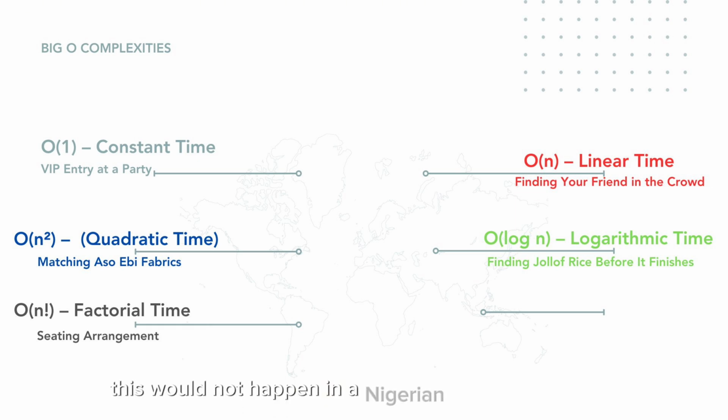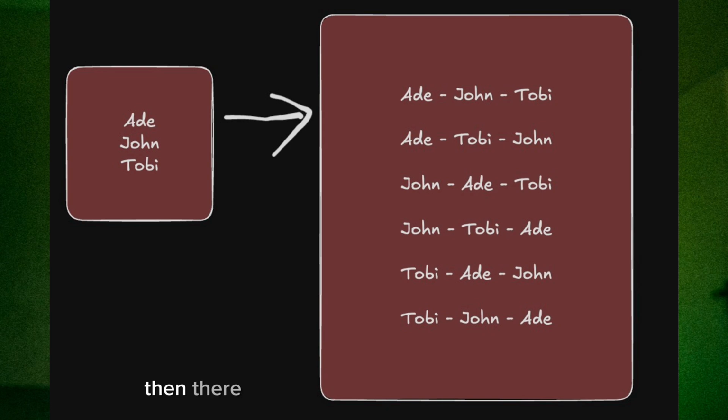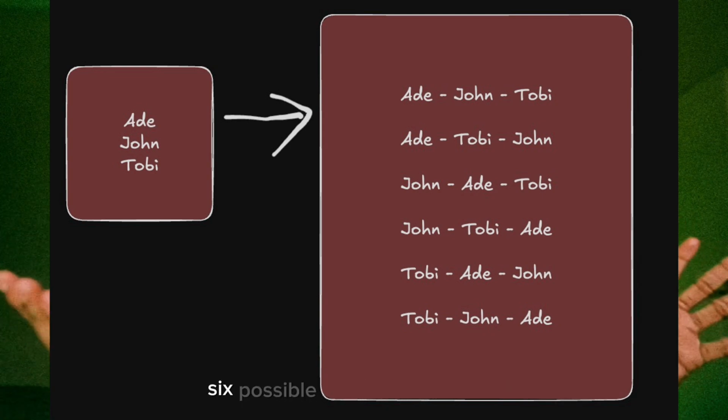This would not happen in a Nigerian wedding on a normal day, but let's pretend that in Nigerian parties, they plan sitting arrangements. So you are planning a party and you need to figure out the number of possible sitting arrangements for a group of guests. If you have 3 guests, then there are 6 possible ways to arrange them. Yes, 6 possible ways. If you have 4 guests, then there are 24 possible arrangements you can have.